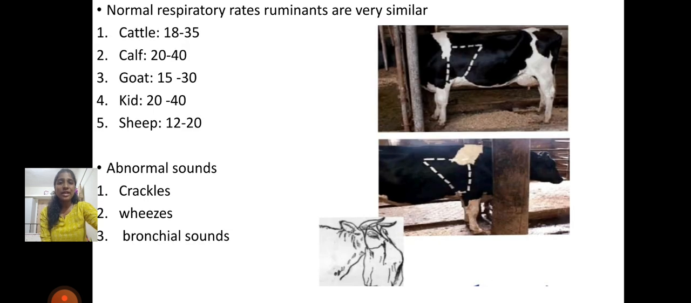Normal respiratory rates of ruminants are very similar. Cattle 18 to 35 breaths per minute, calf 20 to 40, goat 15 to 30, kid 20 to 40, sheep 12 to 20. Some of the abnormal sounds heard are crackles, wheezes, and bronchial sounds.